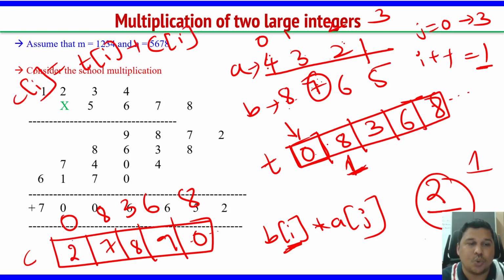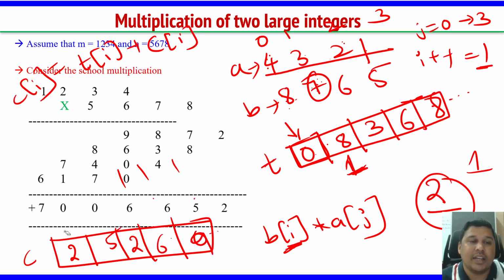So, this remains 2. 8 plus 7, 15. So, 5 comes here, carry 1. 8 plus 4, 12. So, 2 comes here, carry 1. 9 plus this 16. So, 6 comes here, carry 1. 8 plus 1, 9 comes here. So, this way I am storing it in the C array, it is updated now.